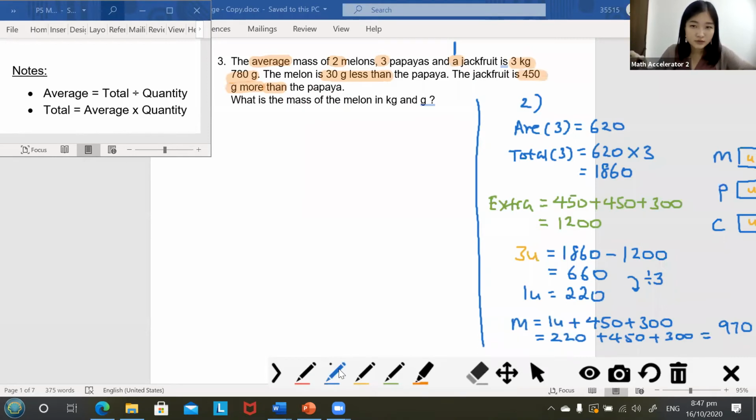Okay, so your model first, right? Melon is 30 grams less than the papaya. Let's start with that. Melon, papaya. Okay, melon is 30 grams less.